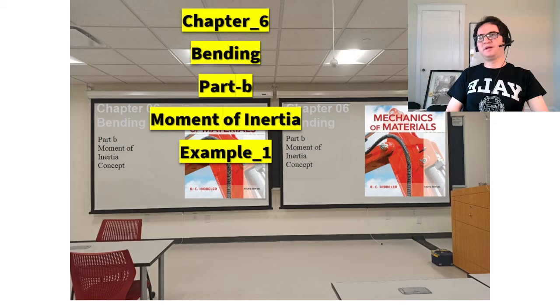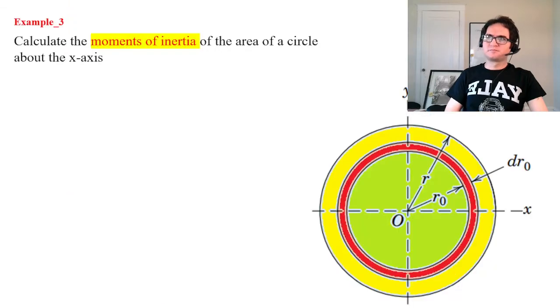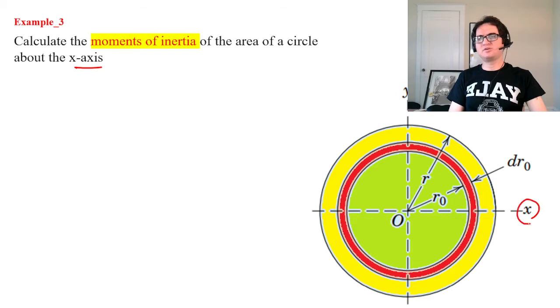Chapter 6, Bending Part B, Moment of Inertia, Example 1. In this example, we want to calculate the moment of inertia of a solid circle about the x-axis. So this is the x-axis, and we want to know what Ix is.